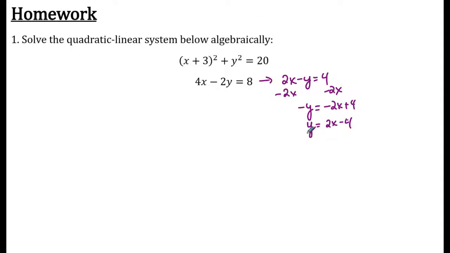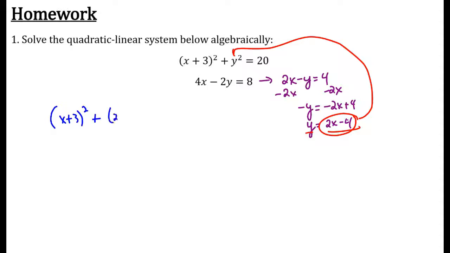So now that I know what y equals, I can pick that up and substitute it in for y in the equation of the circle and get (x plus 3) squared plus y squared equals 20. So now I just have to square each of these binomials. Make a table to square these binomials.